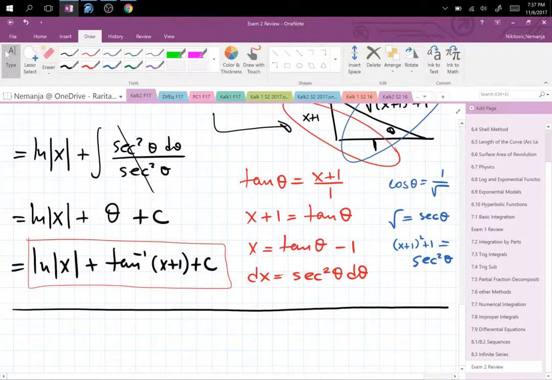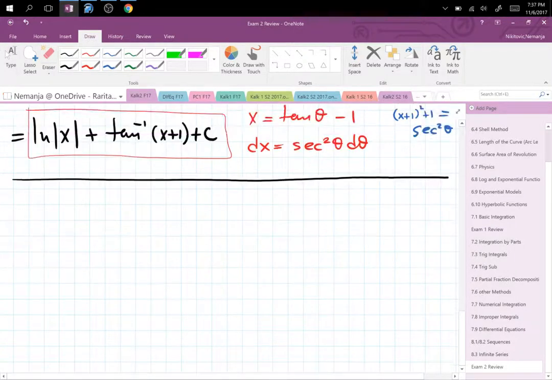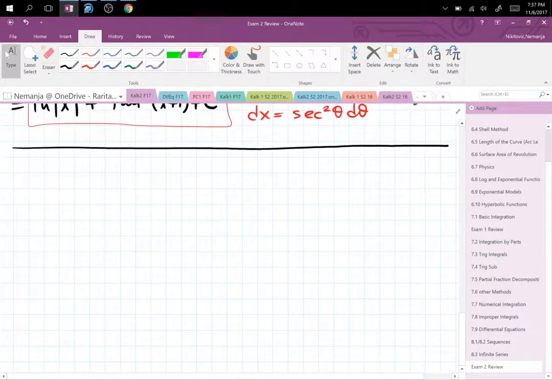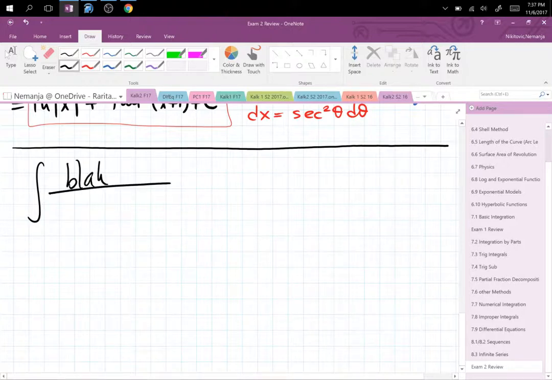3.5. You're looking for the setup problem? Yeah, the setup problem for the partial fraction decomposition. So, it looks like this.